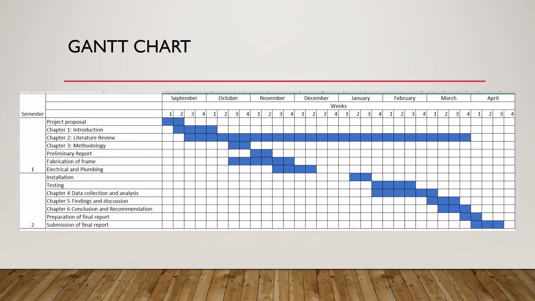Here is the Gantt chart which shows how this project is intended to be completed.